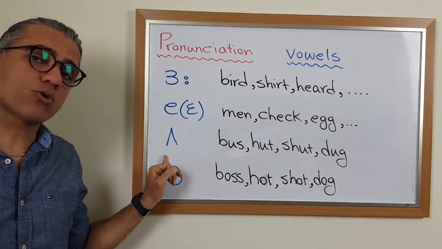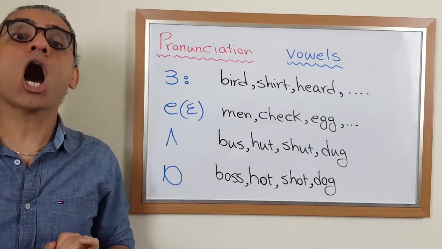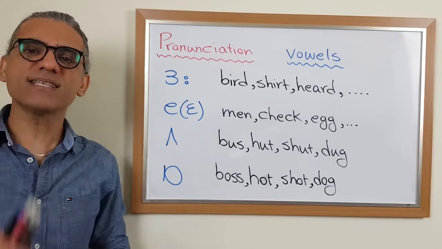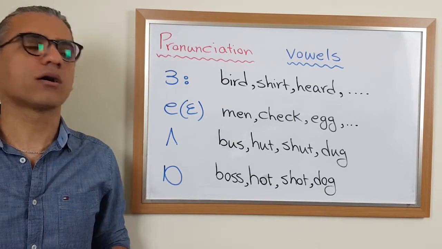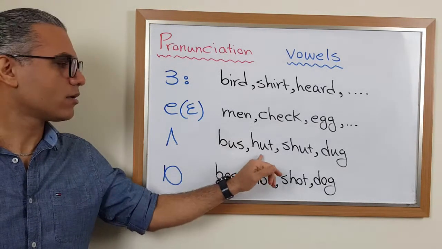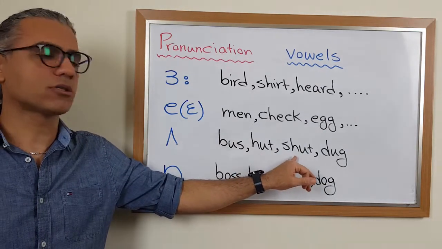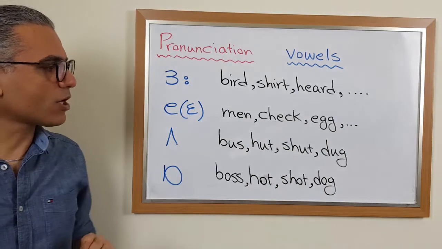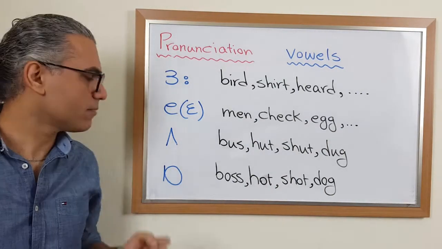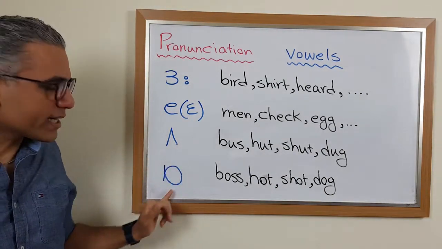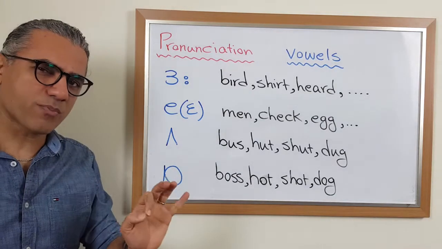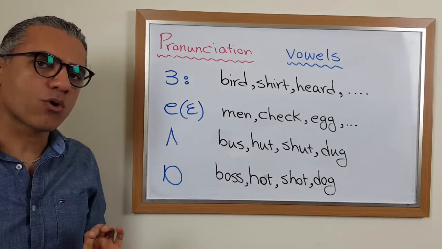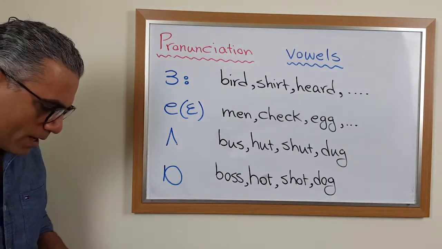The next one is a short vowel. It is pronounced uh, so you just vertically open your mouth. Uh, like bus, hut, shot, dug. Dug is the past participle version of the verb dig. This one is a very interesting one. I need to explain this in a little bit more detail.